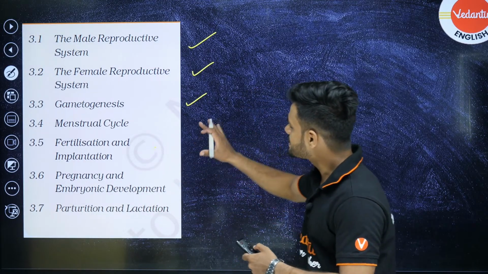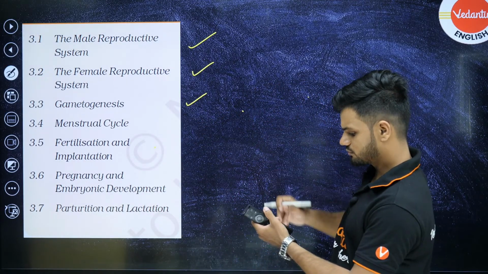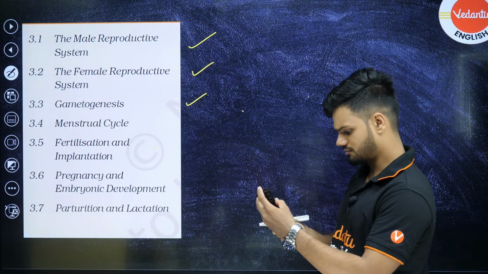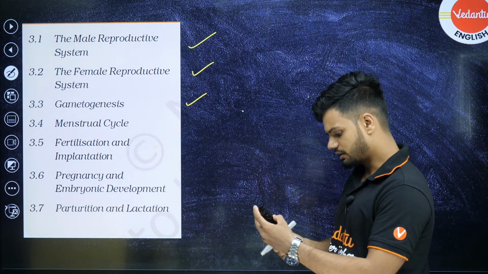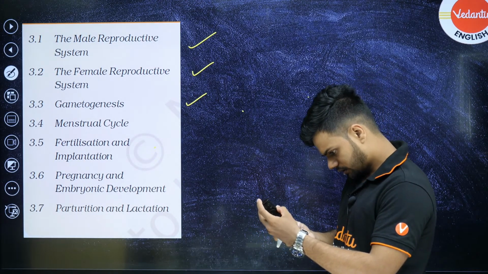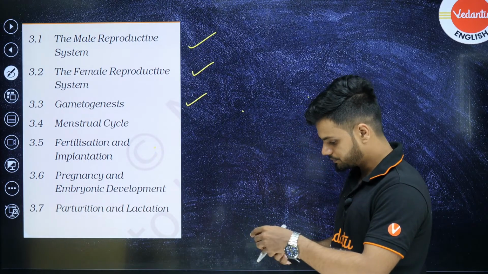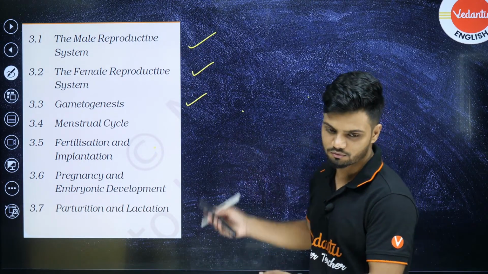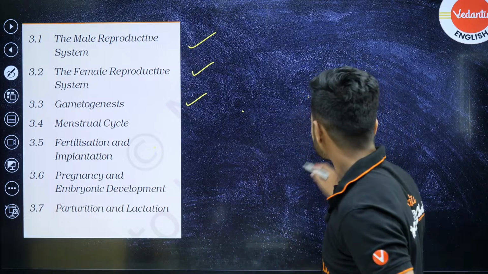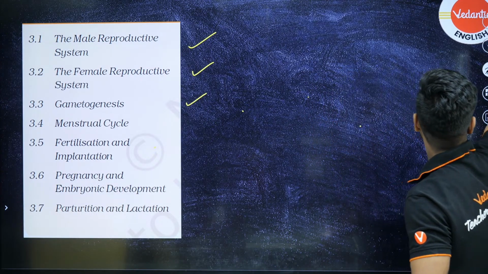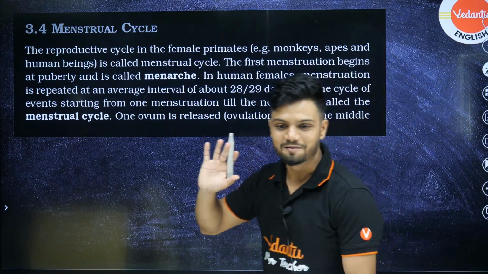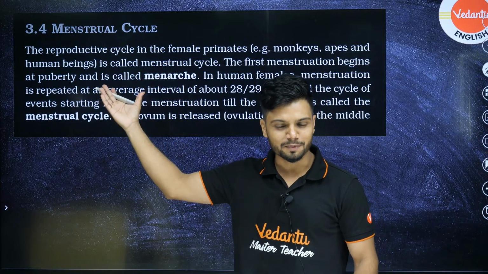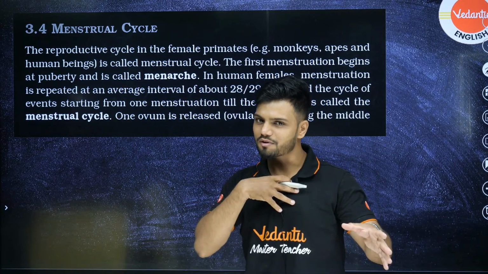Now, let's start with fertilization. Let's start with, why is this not working? One second, students. Let's start with menstrual cycle. Okay, let's start with menstrual cycle now, shall we? Now, let me read for you. All of you read with me, and if any doubt anywhere, always ask me, I'm here.